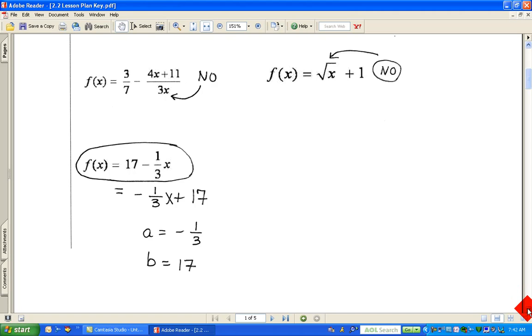So what that last problem should have shown you is, if a function is linear, the best thing to do is to put it in the correct order. Put the x term in the front and put the constant term in the back.